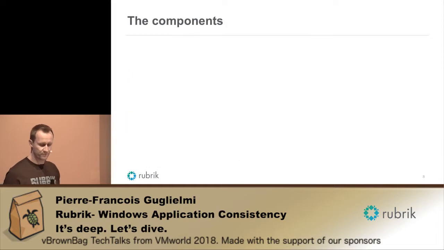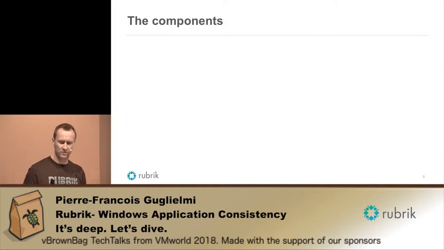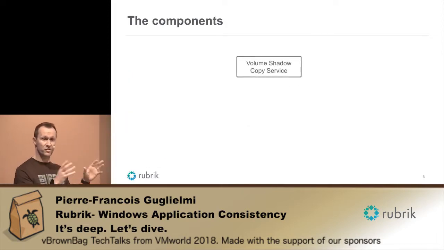So about the components, basically there is this Windows service that you can see in the services console on Windows. That's the volume shadow copy service. It should be enabled. It should be configured as automatic. It's not running always. It's just started when it has to do something. Okay, but it should be enabled.